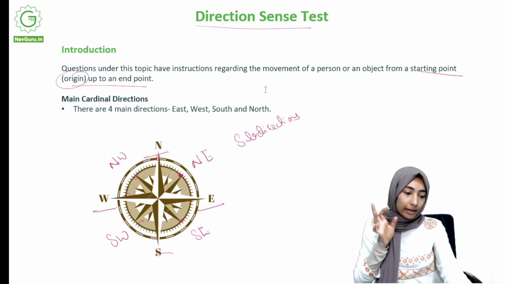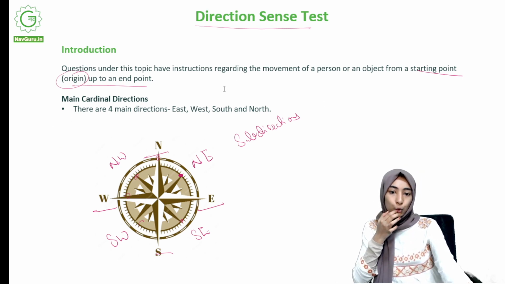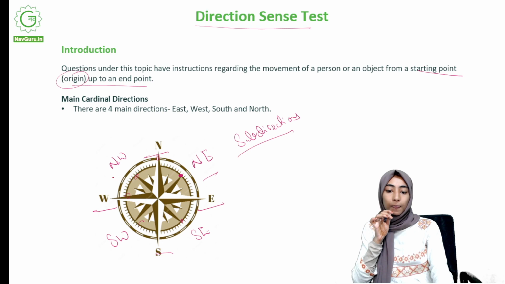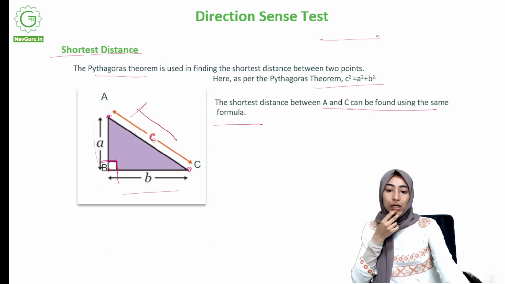The main cardinal directions. So these are some things that you will need to know. What are the main cardinal directions? Also learn these sub directions: northeast, northwest, southeast, southwest. Okay, and then also learn what this is.